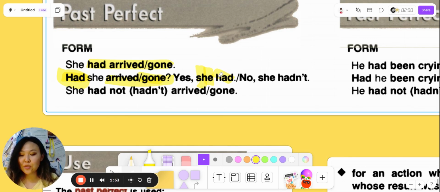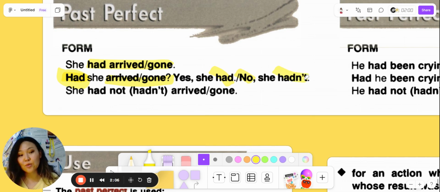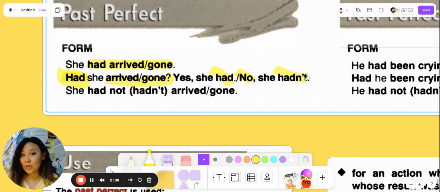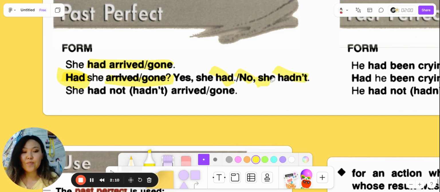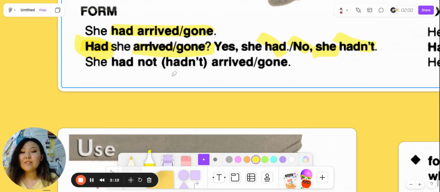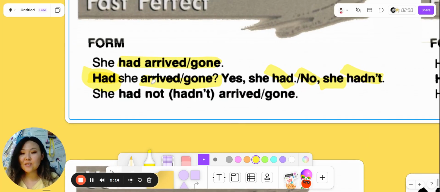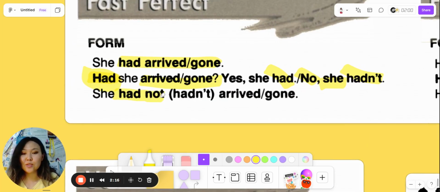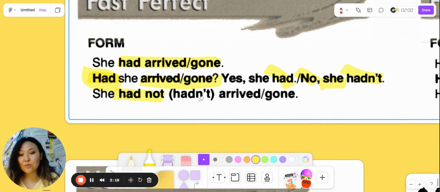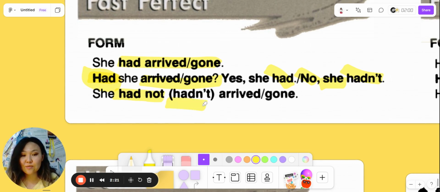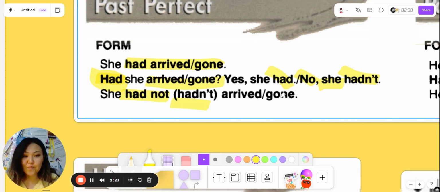When it comes to short answers, we use the auxiliary verb, of course. If the answer is positive, we use the positive form. Yes, she had, or yes, he had. And if the answer is negative, no, she hadn't, or no, he hadn't, they hadn't, we hadn't. So we change the pronoun. The negative sentence, negation, is formed by adding not, as usual. She had not, or she hadn't, the contracted form, arrived, gone.